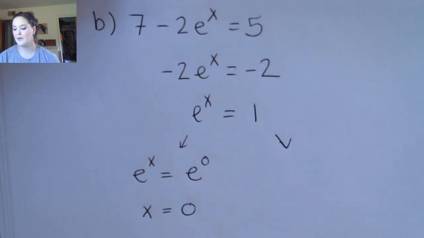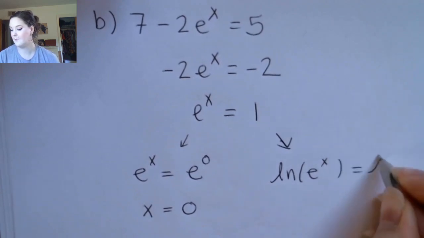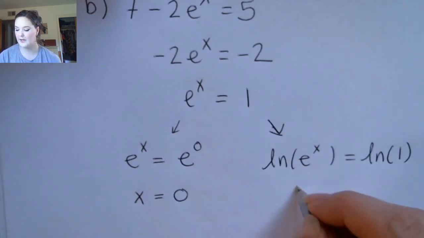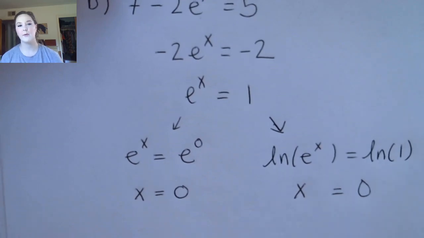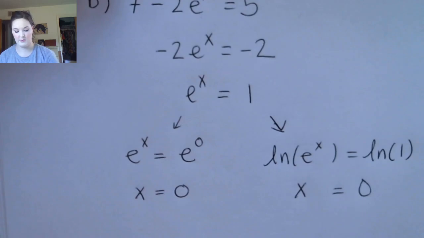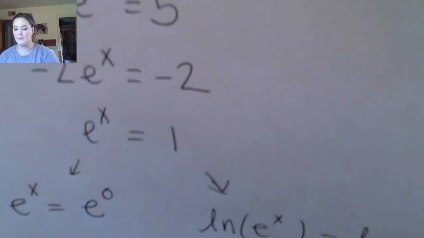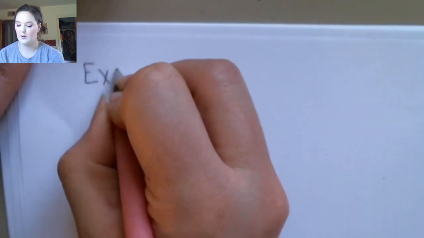The other way to think about this is to take the natural log of both sides. The natural log of e to the x is x, and the natural log of 1 is 0. So either way you're thinking about solving this, you are still going to get the solution x equals 0. Okay, all right, so let's look at some slightly more complicated examples of this. Same methods, just a little bit more complicated.